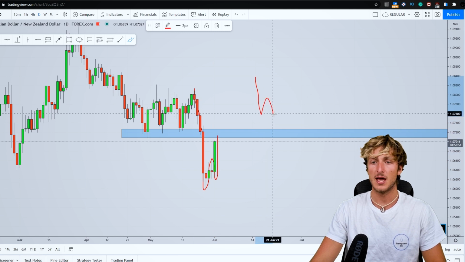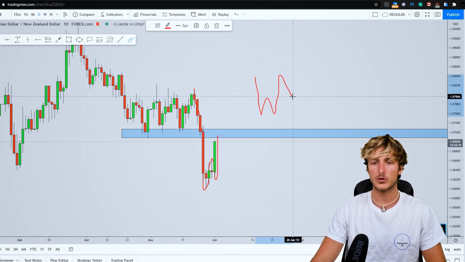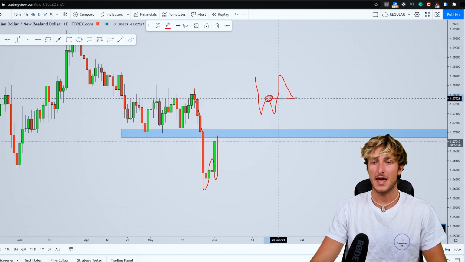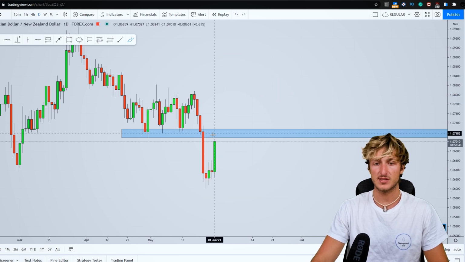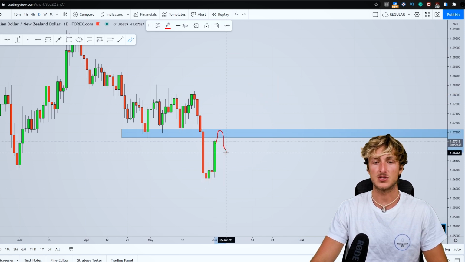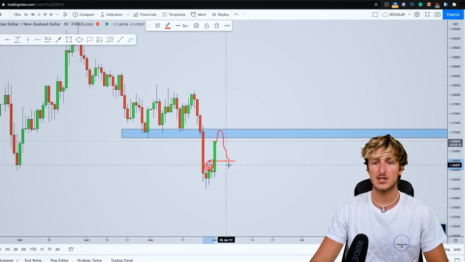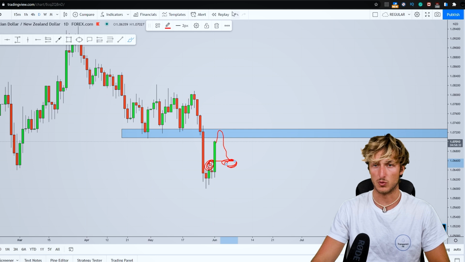Now, in general, after the creation of a W, you want to see the market provide a move to the downside to complete the pattern itself at the previous resistance turned support. So here on the daily time frame, what we expect is for the market to provide a nice move to the downside to complete the pattern itself at this previous daily resistance turned support.